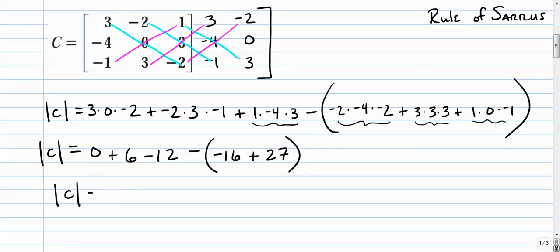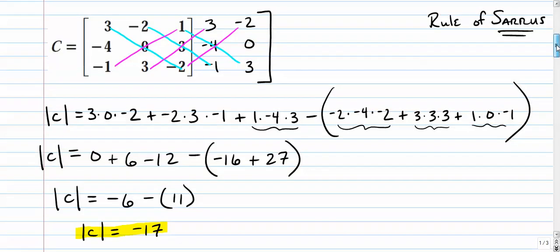The determinant of C is equal to 0, kind of disappears. 6 minus 12 is negative 6, minus the quantity of negative 16 plus 27. So that looks like it's going to be 11. And we get that the determinant of matrix C is negative 17 by using the rule of Sarrus.